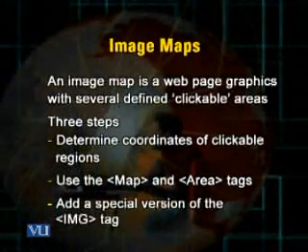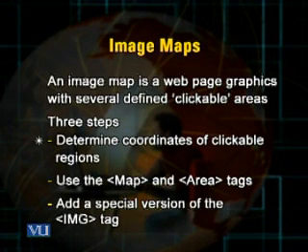There are three basic steps which we need to take to create image maps, and you can see them in the slide. The first step is that you have to decide what regions you want to make clickable. Therefore, you have to define the boundaries, the coordinates of those regions which you want to become clickable. That is your first step, to mark the boundaries of different regions, to define their coordinates.